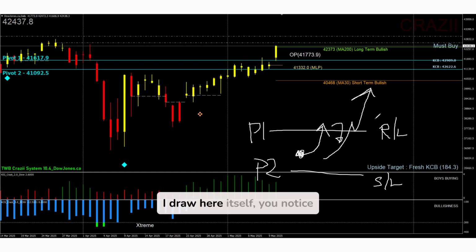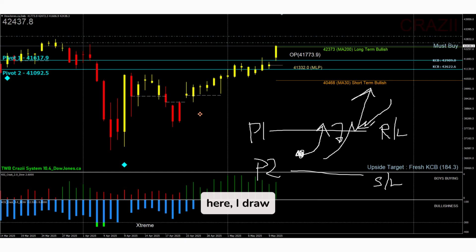Now, you notice what I drew here? Do you notice here? I drew the market basically touching the line, then rebounding. That is a very important part. So everyone take a look.